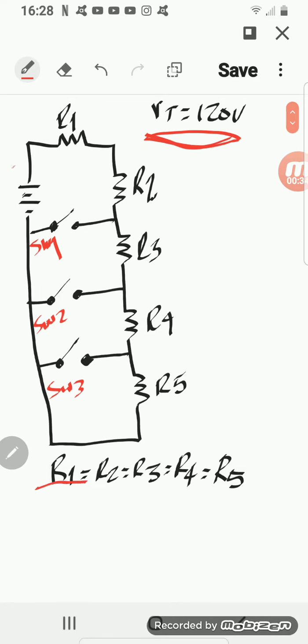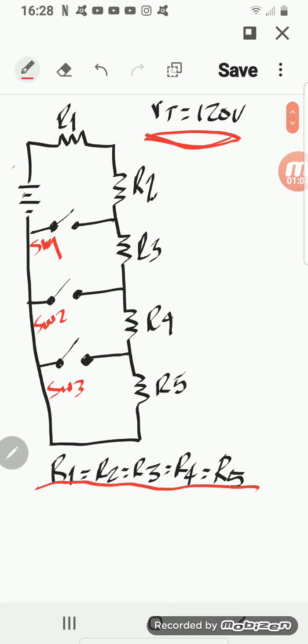And here's one of the conditions that we're dealing with: all the resistors have the same values. So that would mean that the voltage drops on the resistors that have current going through them would be equal. In other words, if R1 is equal to R2 is equal to R3 is equal to R4 is equal to R5, then the voltage on R1, R2, R3, R4, and R5 would also be the same, because the resistance is the same, the current is the same, so the voltage drop would be the same.